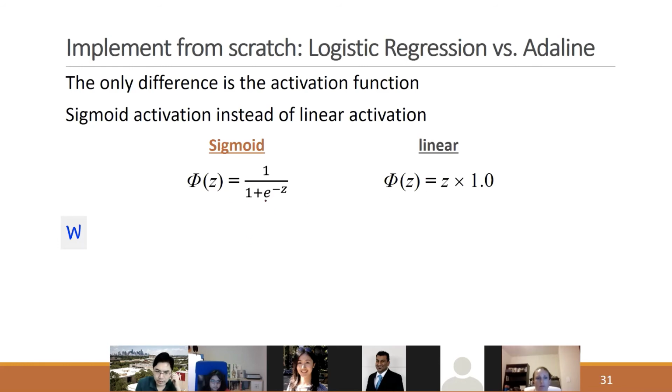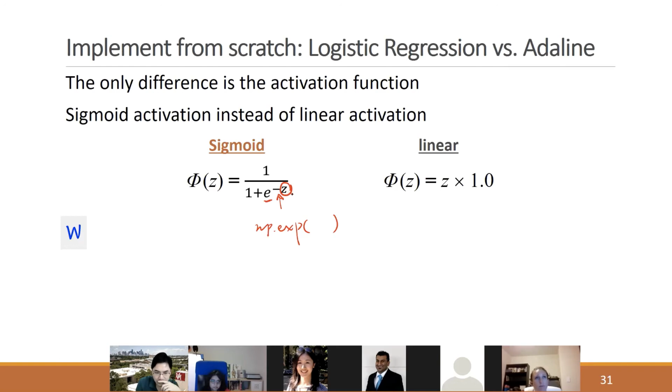In Python, to implement e, we use numpy.exp, the natural exponential. Don't forget the negative sign here, and z is z. But also for z, because this is an exponential, if z is 1,000,000, e to the power of minus z is probably not a problem.